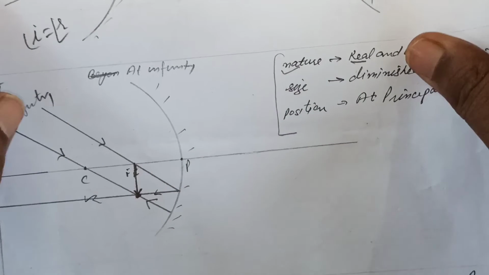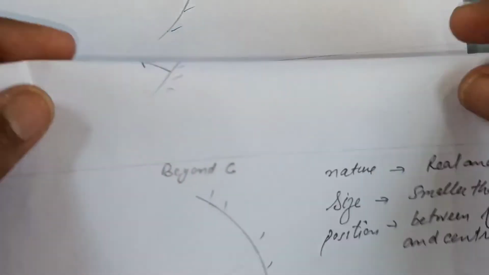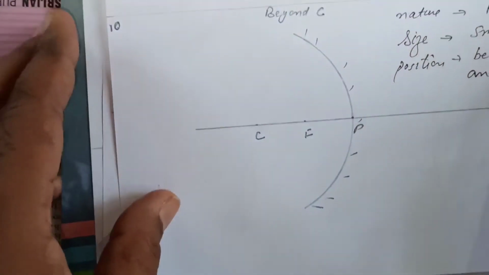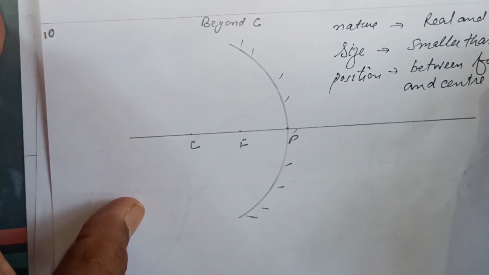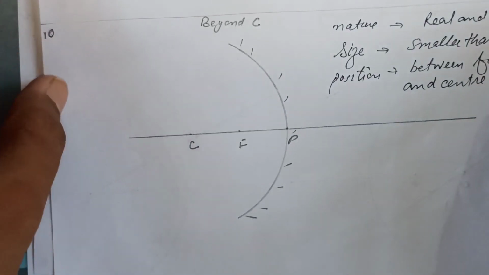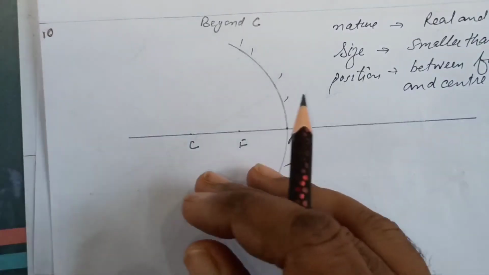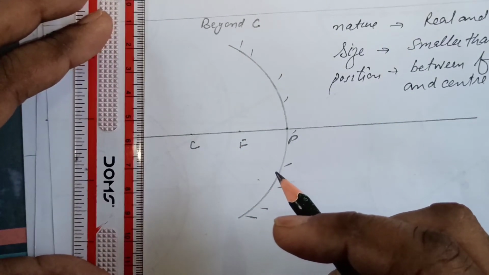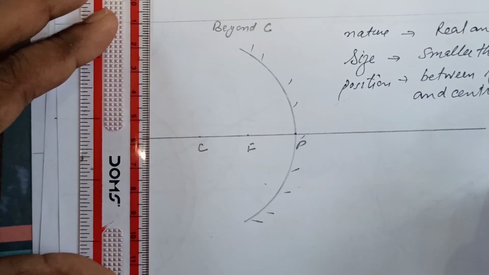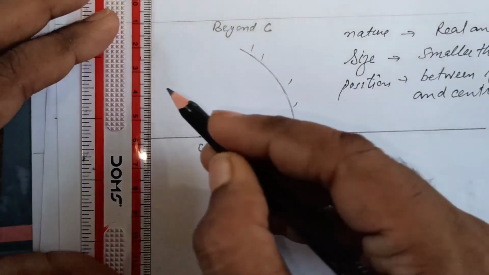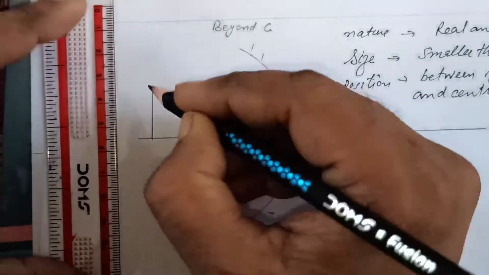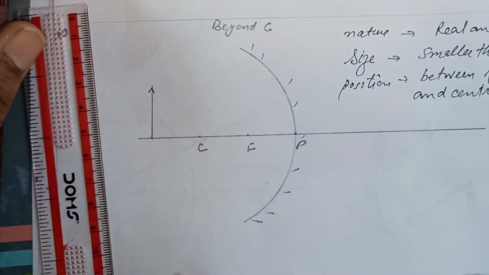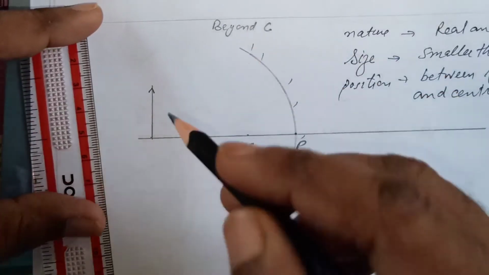Now come to the second case in your book. In the second case, what is the position of the object? The object is placed beyond C. This is C, and the object is placed beyond C. I am showing it here. Always we make the object perpendicular to the principal axis. So here I am making the object. I make a line, and I show an arrow on the tip, just close to the tip. This is your object, the position of the object.